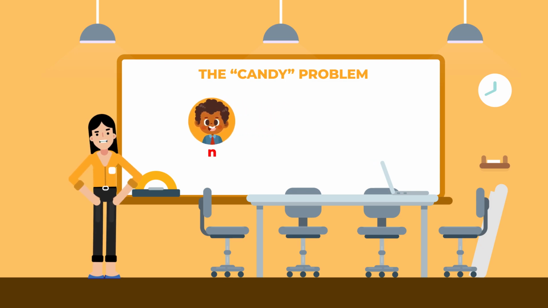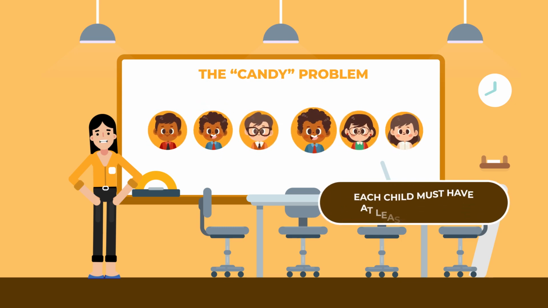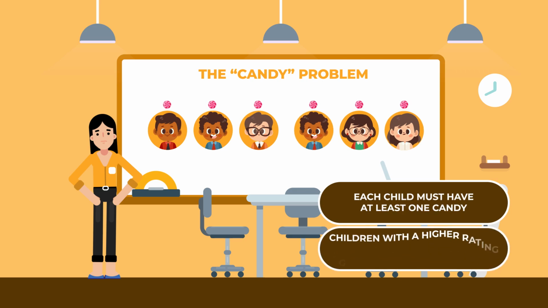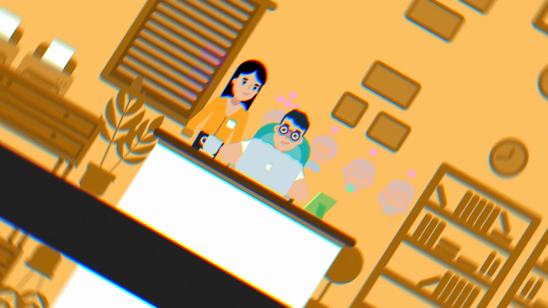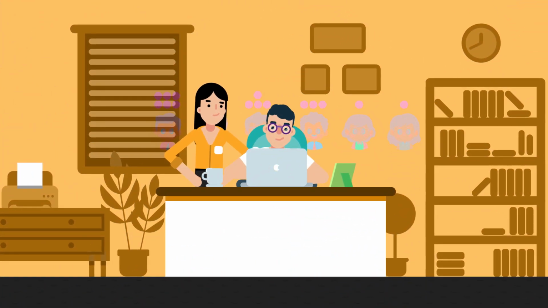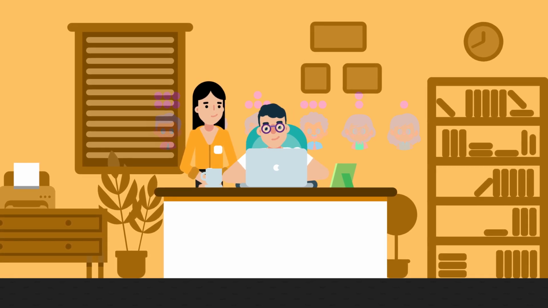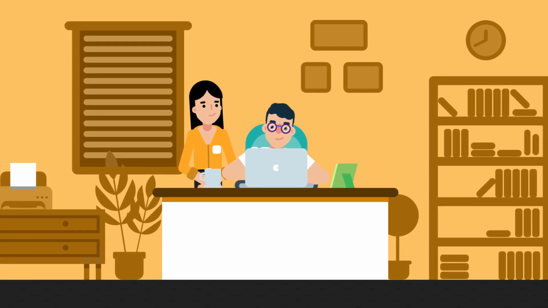Given n children and an array of n ratings, distribute candy to each of the n children using the following rules. 1. Each child must have at least one candy, and 2. Children with a higher rating get more candy than their neighbors. Let's dive into the code and understand how each line contributes to solving the candy distribution problem.